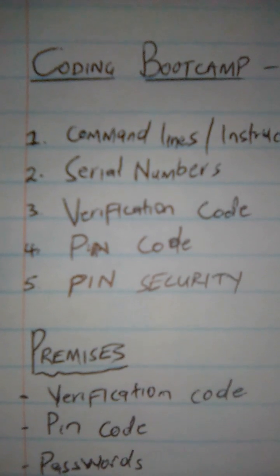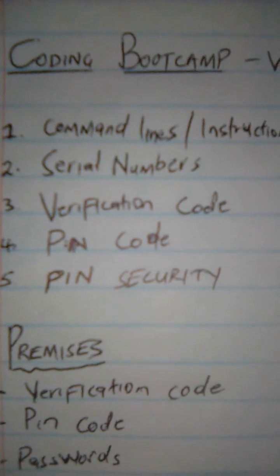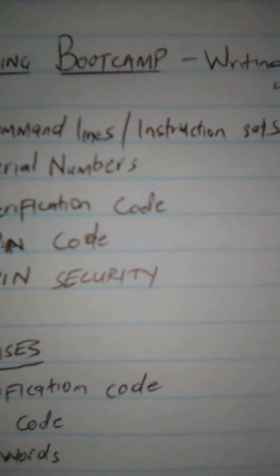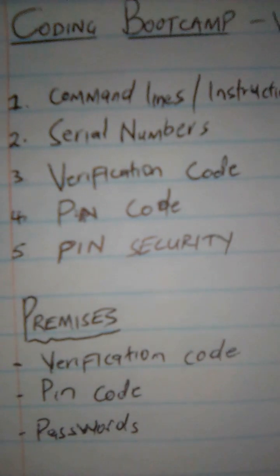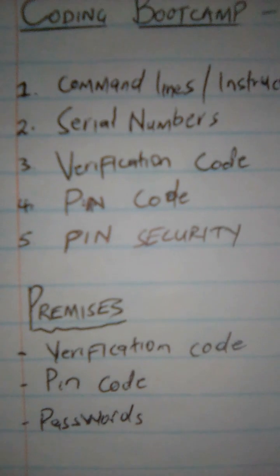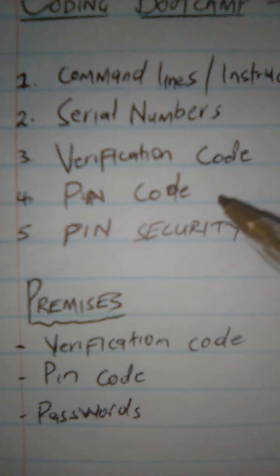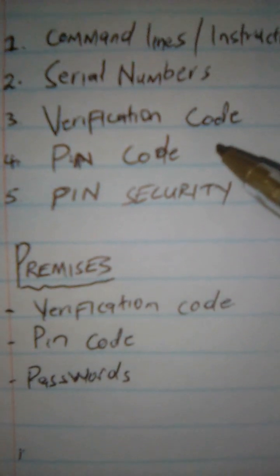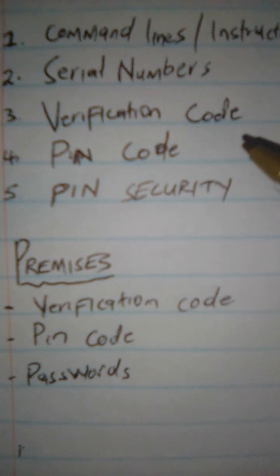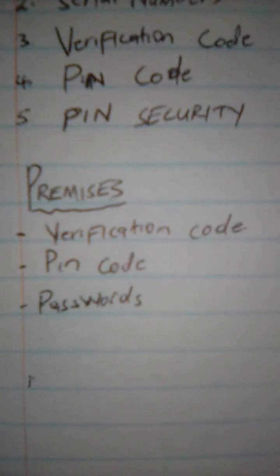Now, to start off, the first part that you're going to do is the command lines, which are sometimes called the instruction sets in computer science. That's the part that's introducing the whole sequence of natural numbers. The second part, we're going to be dealing with serial numbers. This is the part where we're going to be obtaining our verification codes from. If we want to look at the steps, it's all about writing the algorithm code.